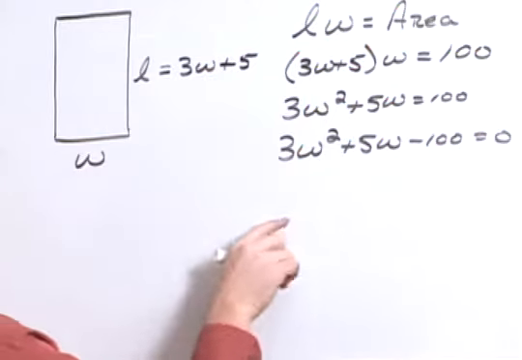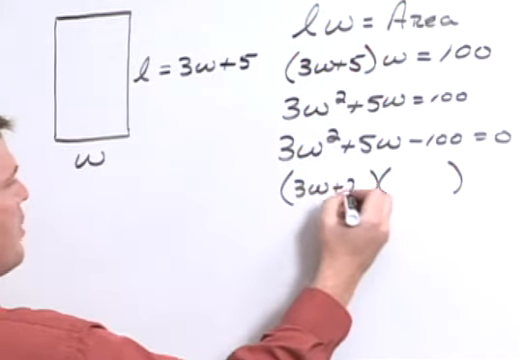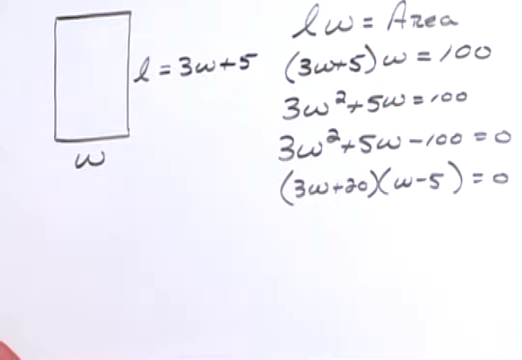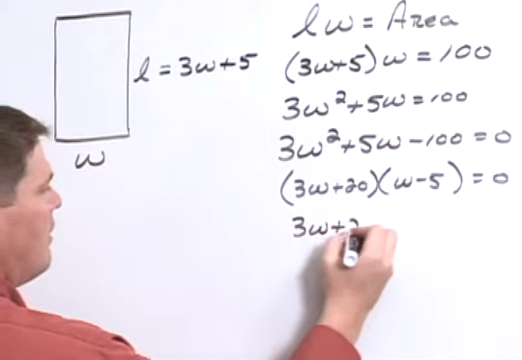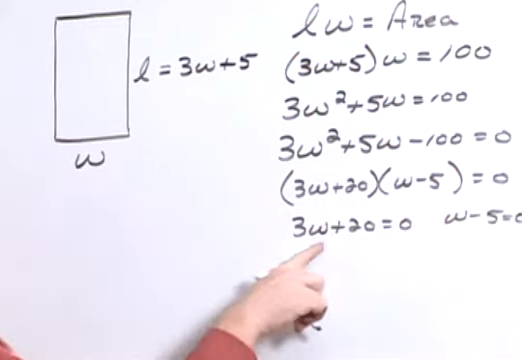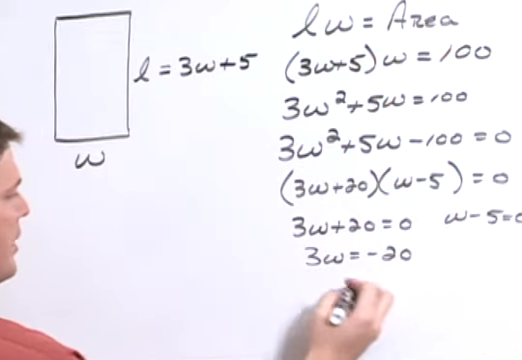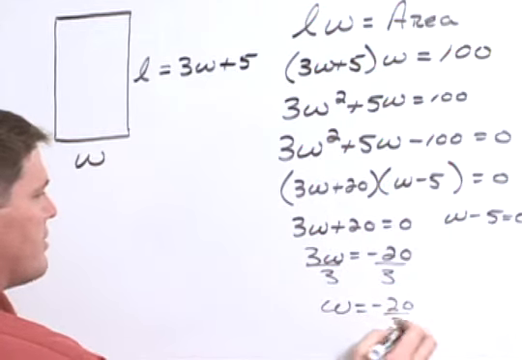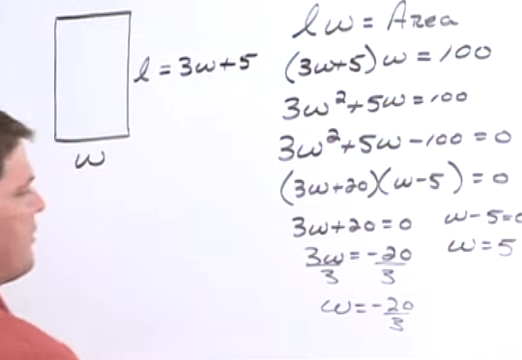Now we have a quadratic that we can factor, the factors of which are 3w plus 20 and w minus 5 equals 0. We can set each of these factors equal to 0 to solve for w. On the left, if I subtract 20 from both sides, 3w equals negative 20, and then divide both sides by 3, w equals negative 20/3. On the right, if I add 5 to both sides, w equals 5.